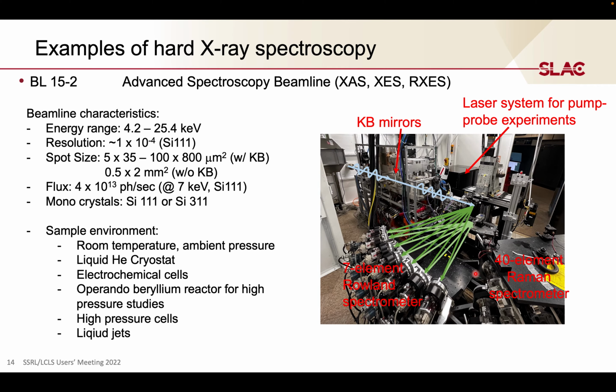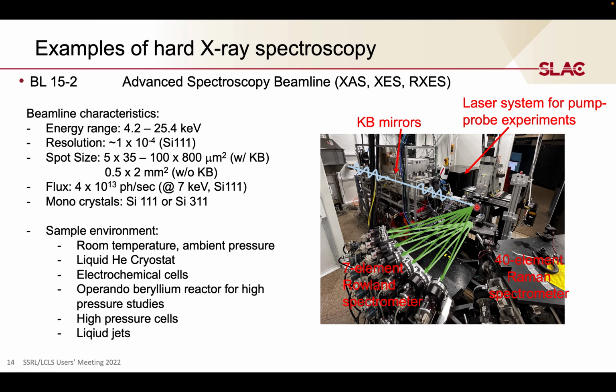A similar beamline like 9.3, but with a special twist, is beamline 15.2. It's a relatively new beamline. It's an undulator beamline, called the advanced spectroscopy beamline, and can measure XAS, XES, and resonance X-ray emission. The principle is the same. You have the photons that come in, here again in blue, and here you have a beam conditioning unit.